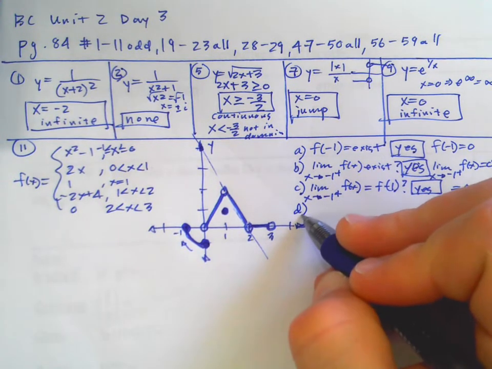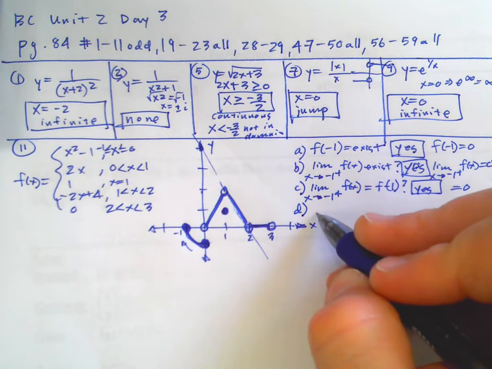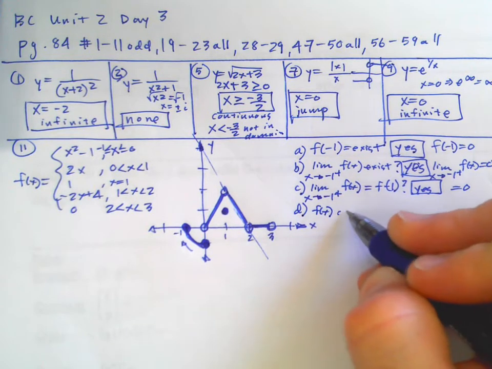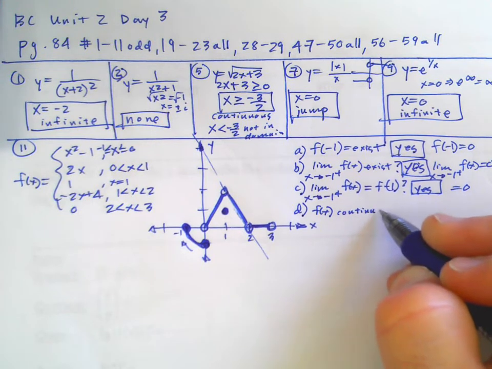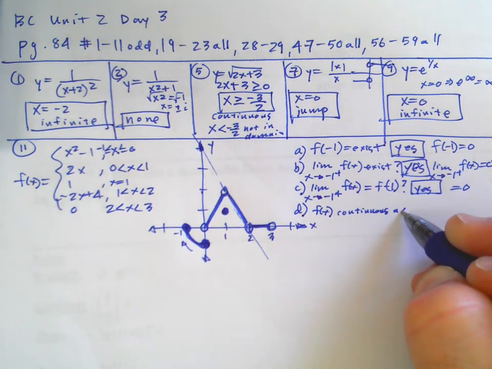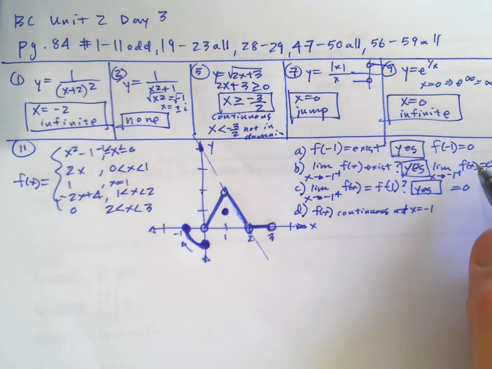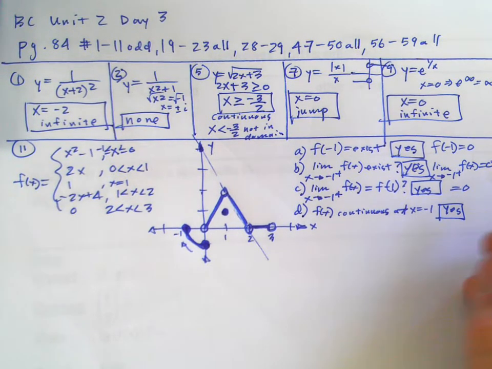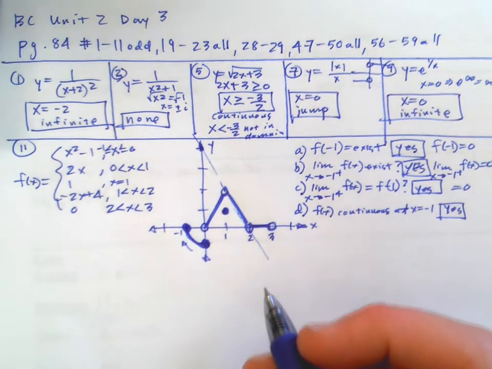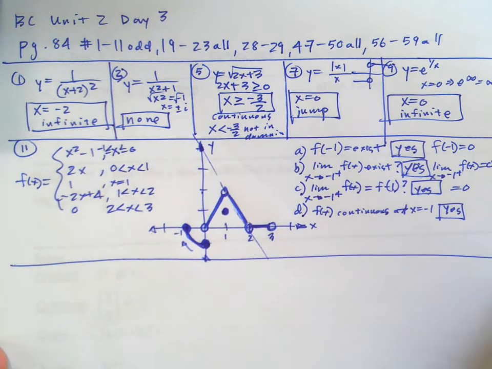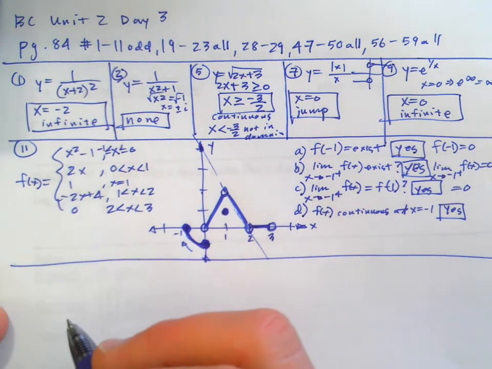D says, is f continuous at x equals -1? Yes, it's continuous up to that point. It ends at that point. So it's kind of a tricky question. I'd say no on that, but so that's 11. And then we're going to jump to 19.